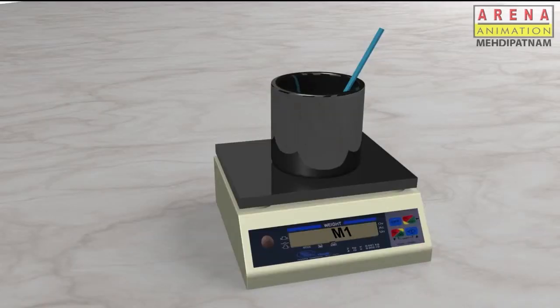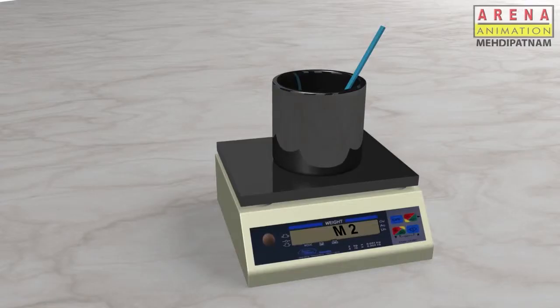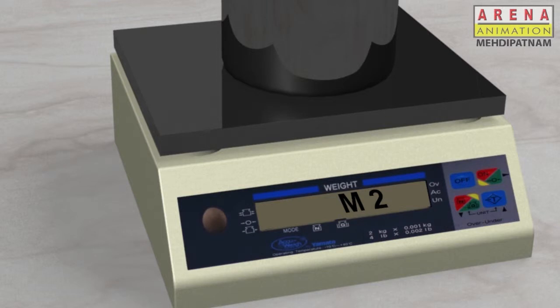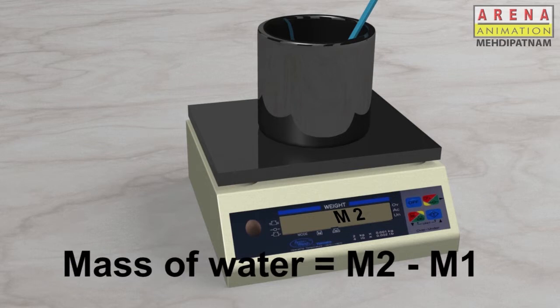Now fill 1/3 of the volume of the calorimeter with water. Again put the calorimeter along with the water on the electronic scale. Measure the mass of the calorimeter along with the water. The mass of the calorimeter along with the water is m2. Now the mass of the water is m2 minus m1.